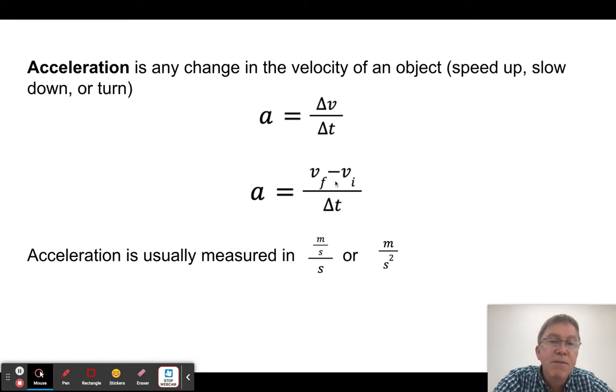And when we do that, we end up dividing meters per second by seconds. So we can call it meters per second per second, which makes sense but sounds weird. Usually, we'll just condense it into meters per second squared.